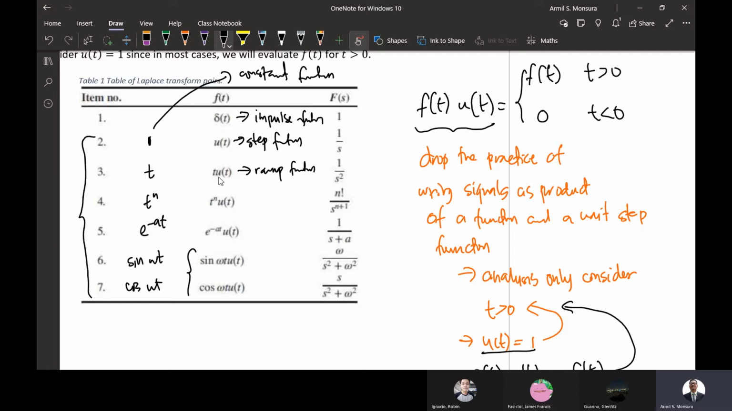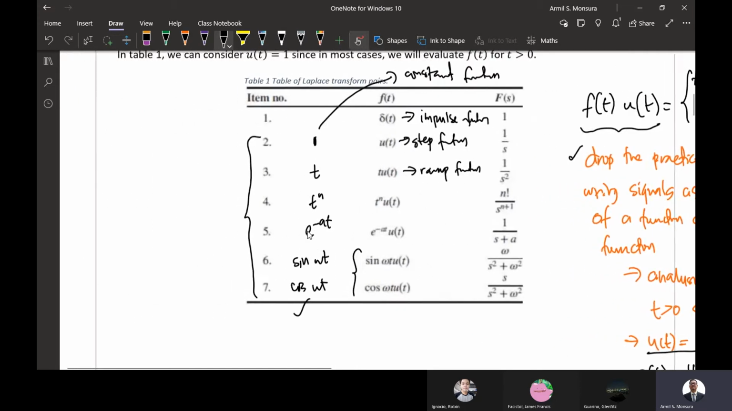meron tayong ngayong motivation to drop such practice. Okay? So, since yun nga, kino-consider lang naman natin yung analysis natin when the time is positive. So, we can actually rewrite your function in this manner. Okay? So, that is table 1. Sa table 1 tayo lagi magre-refer ng Laplace transform pairs. So, every time na maghahanap tayo ng Laplace transform, okay, magre-refer tayo ngayon lagi dito. Okay? So, ayan.